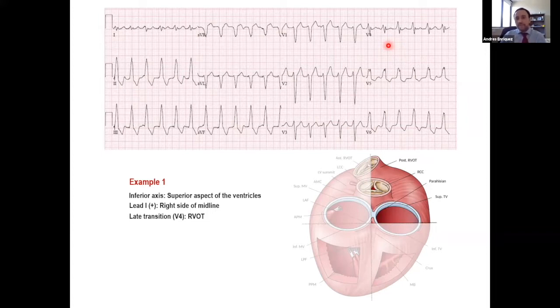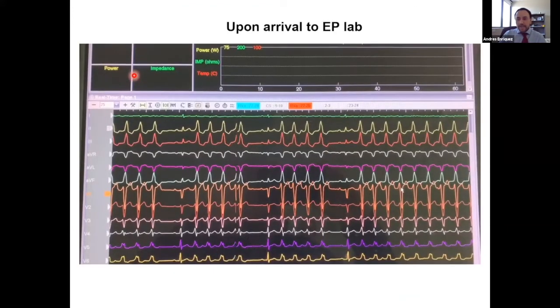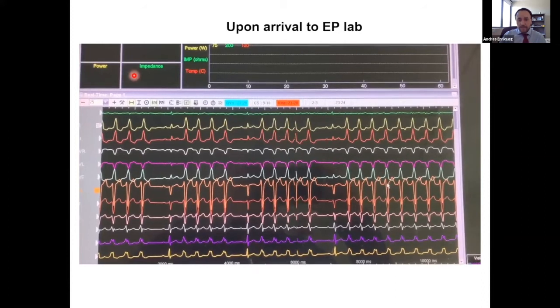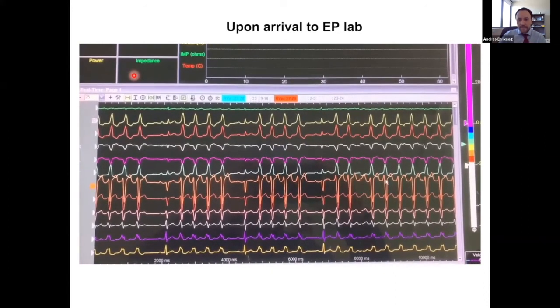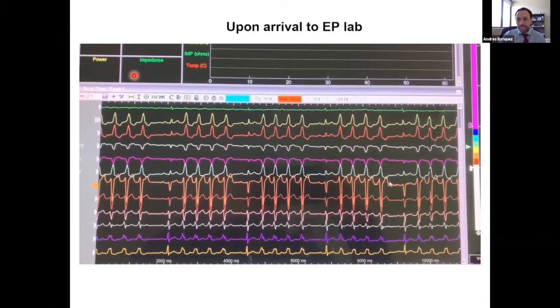And you can even be more specific and say that probably it's from the septal aspect, because the QRS is not too wide, and also we don't have notches in the inferior leads. So we brought this patient to the lab. You can tell that he really needed the ablation. That's the baseline ECG.